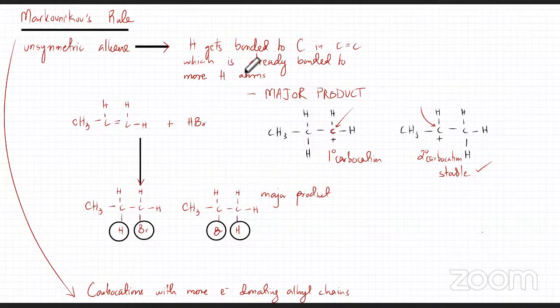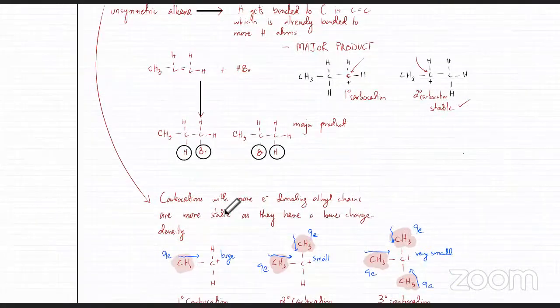Now the rule for unsymmetric alkenes was that the H likes to get bonded to the carbon in the double bond which is already bonded to more H atoms. So one of your products was a major product. This one was your major product, which meant that the H likes to bond with the carbon that's already bonded to more H's. This one is bonded to more H's, there are two of them, while the left one is only bonded to one H directly. So you've got a major product and a minor product, and it all depended on the stability of the carbocation during the mechanism of the reaction.